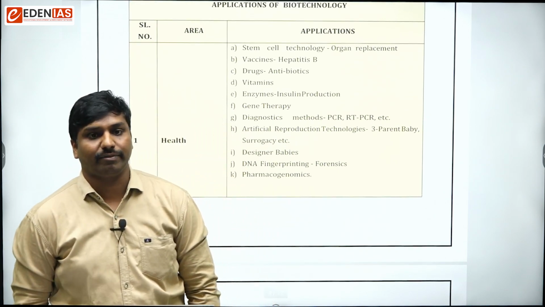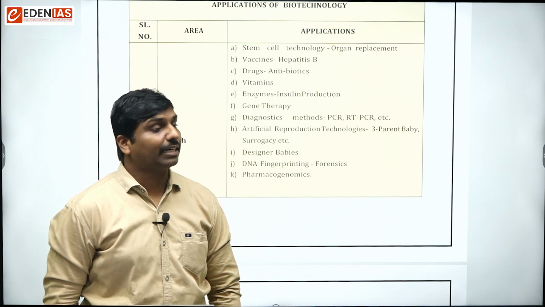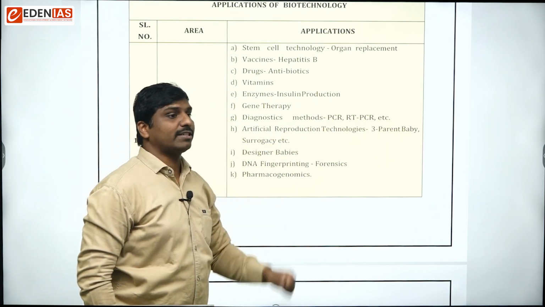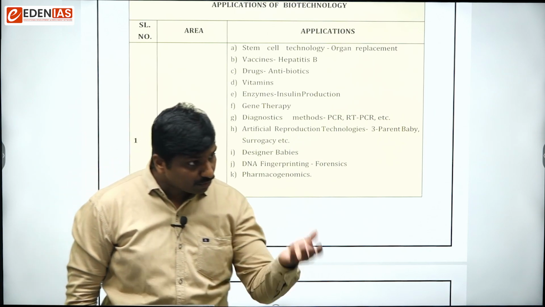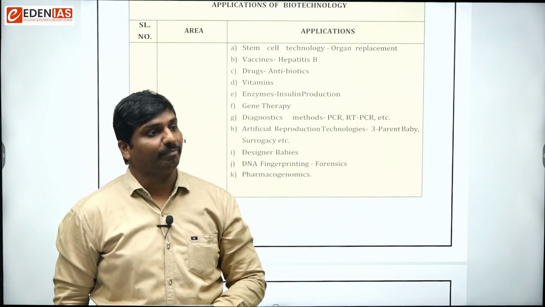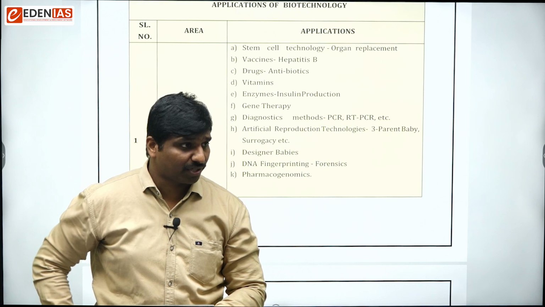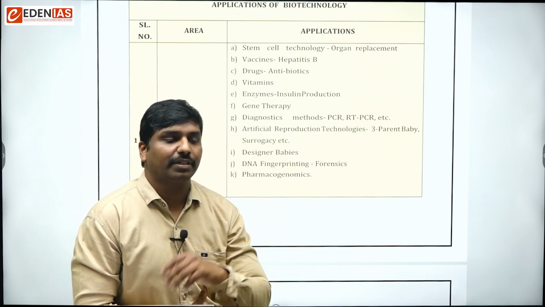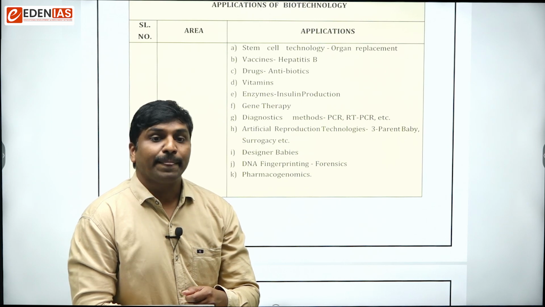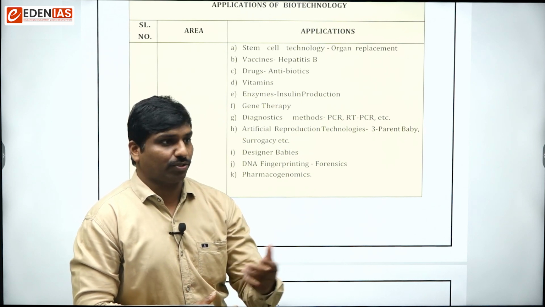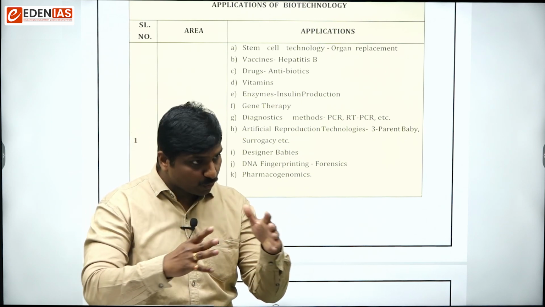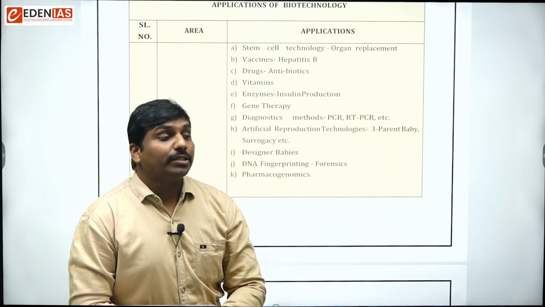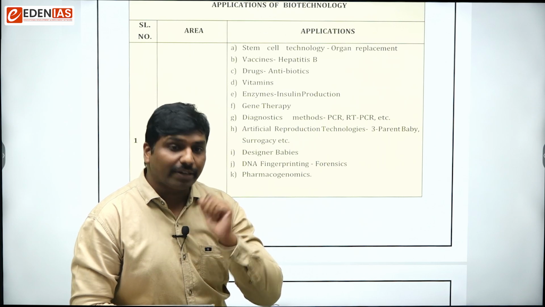Then artificial reproduction technologies, ART. For example, the 3-parent baby technique or surrogacy. During these methods also we use biotechnology or genetic engineering. For example, sometimes there will be mitochondrial defects in the embryos. In mothers, for example, when they go for basic screening before fertility treatment, mothers may be diagnosed with certain mitochondrial defects.